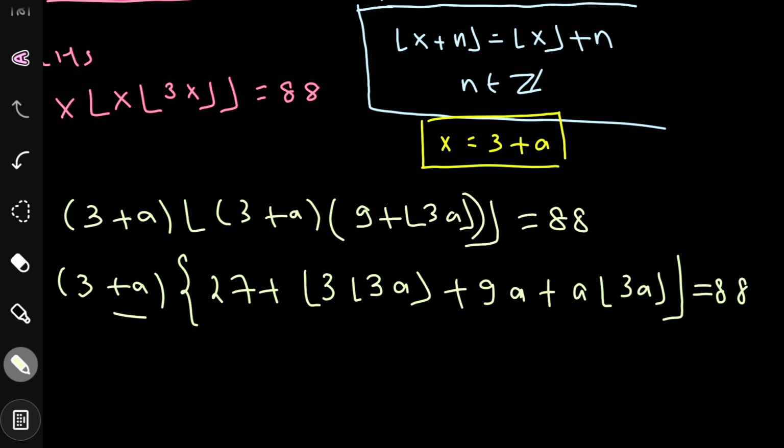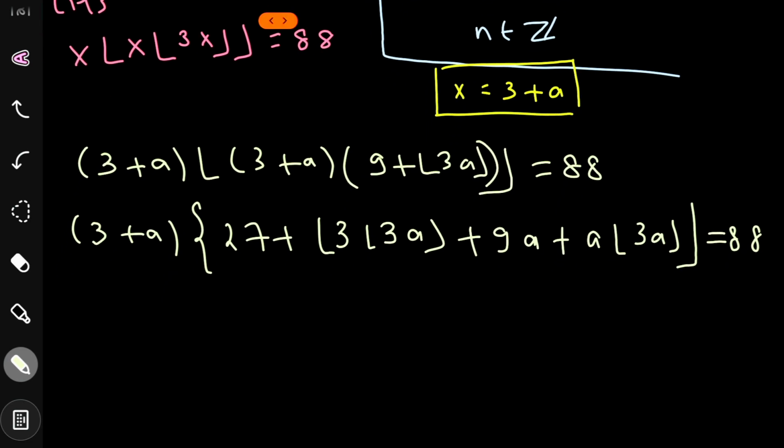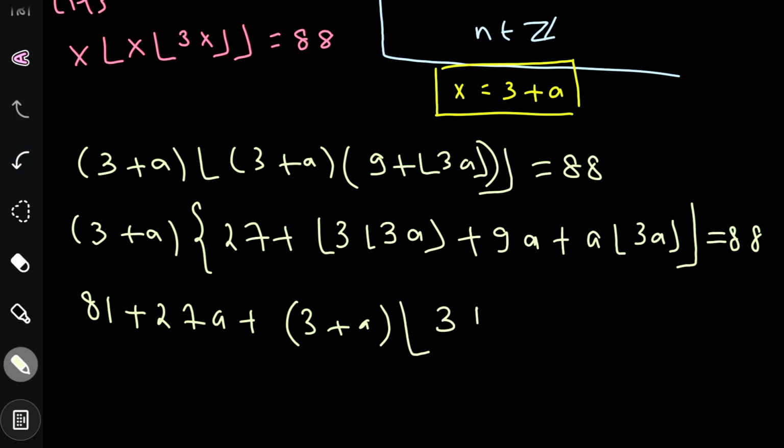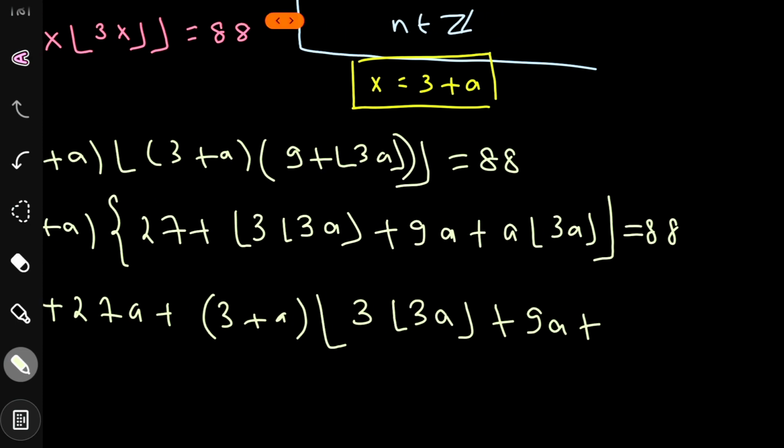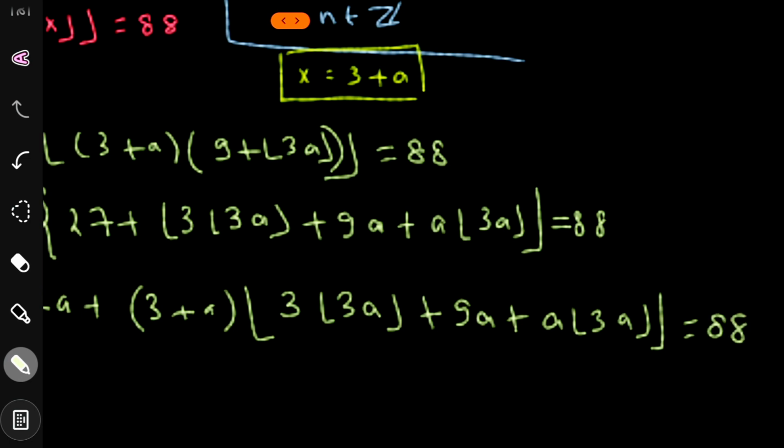Now we can see that this thing is getting multiplied with 3 plus a. So if you open this bracket, it will turn out to be 81 plus 27 times a plus 3 plus a as it is, getting multiplied with this floor bracket. The floor bracket is 3 times the floor value of 3 times a plus 9 times a plus a times the floor value of 3 times a. The floor bracket closes, and this thing is equal to 88.